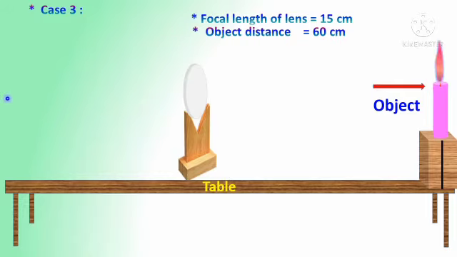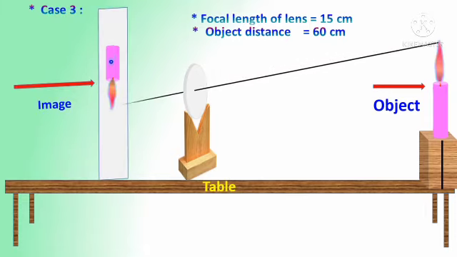In our formula we use small u. Focal length is small f: 15 centimeters, small u 60 centimeters. Now we bring the screen, that is the paper. The distance between the paper and the lens is the image distance. Here the object is the same, but the image is inverted. Why? Because here we are taking the converging lens. That is why the image is inverted.